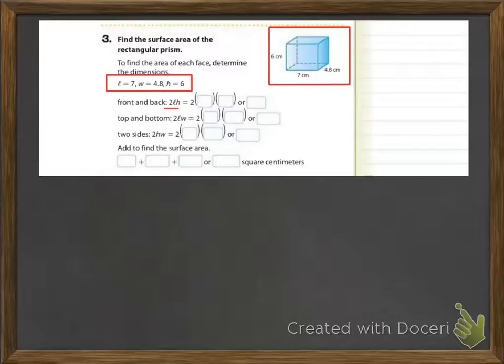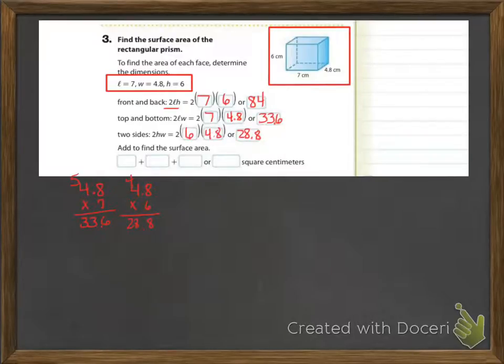So the first one is 2 times, the L is 7, and the H is 6. Then you're doing 7 times 6 is 42, times 2 gives you 84. So go ahead and fill in the rest, and then when you come back, we'll check your answer.